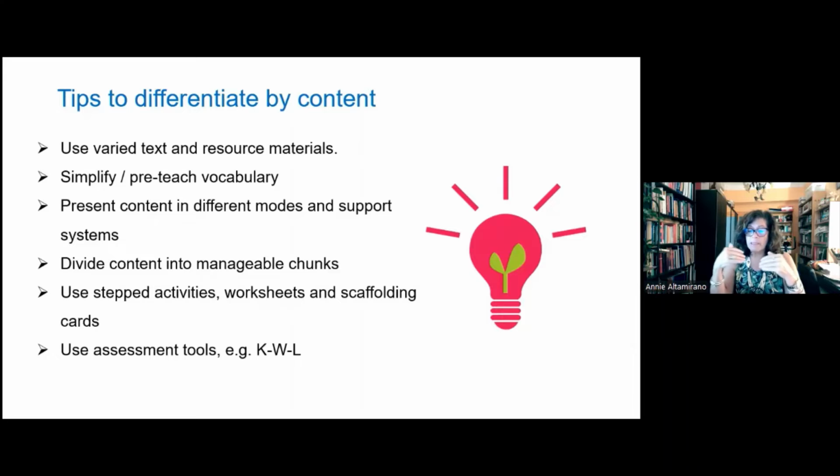We can build a class library from discarded texts, any kind of print material at various levels, useful websites, podcasts, CDs, DVDs, note-taking organizers, wikis, blogs, class websites, social media ads to help students access the information. Also, simplifying and pre-teaching some of the vocabulary.